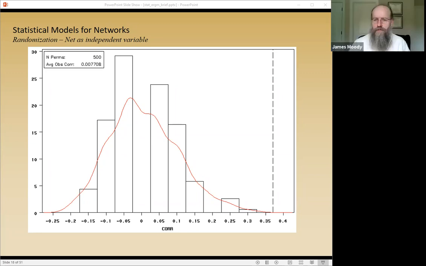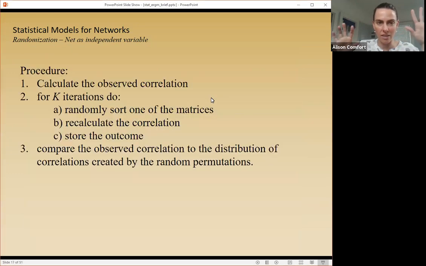Other questions? I have a question about that slide you showed with all the different models and their progression, like SIENA and latent space.